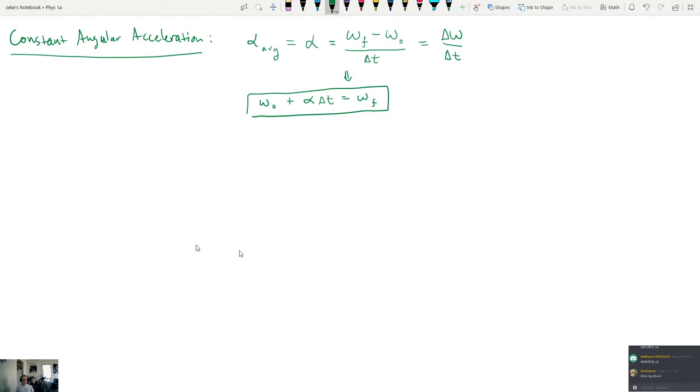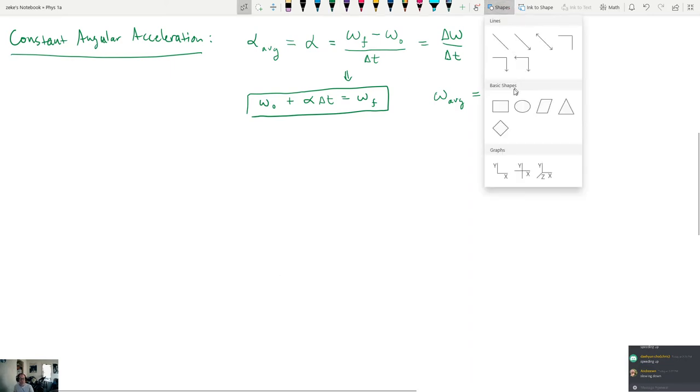The next thing that we can do is look at the definition of average angular speed. So omega average, we said, was equal to the change in angle divided by the change in time.